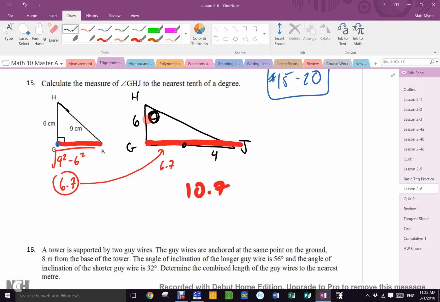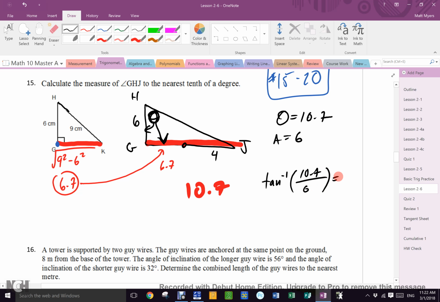So, what's that compared to the theta that I need? What's this compared to my theta? That's the opposite. My opposite is 10.7. What's this compared to my theta? Adjacent. 6. What uses O and A? Tan. I need an angle, so is it tan or shift tan? Shift tan of O, 10.7, over A, 6. And you get an answer of something like 64 degrees.